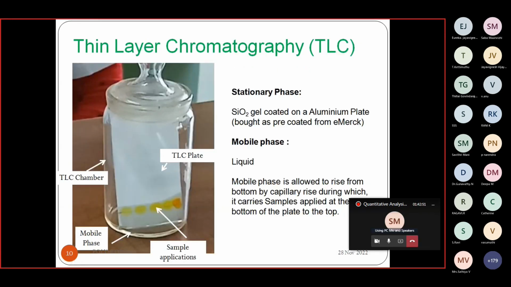This is a thin layer chromatographic system. In this system, this is a developing chamber, something like a stoppered beaker, where some mobile phase has already been placed, to a height of maybe 2 mm or 3 mm. This white portion is a thin layer plate. A thin layer of silica gel is coated on aluminium, and the samples are applied over it as spots. The lower portion of the plate is immersed in the mobile phase in the developing chamber, and we allow the mobile phase to rise by capillary action. During such a rise, the components in the applied samples get separated.